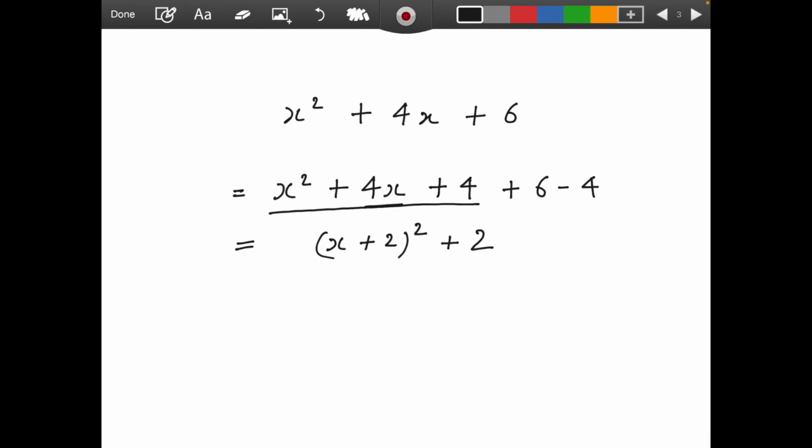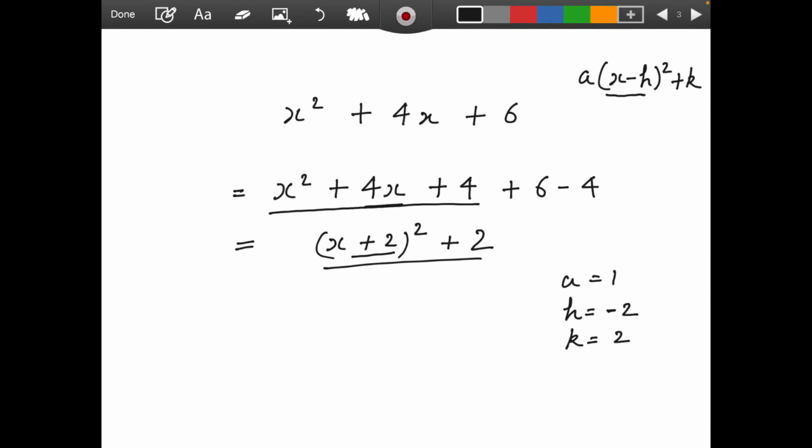Now this equation, if you look at it, has become a vertex form: a(x minus h) square plus k. So in this equation, a is equal to 1. For h, if you look at the sign here, in this standard form we have minus h, whereas here we have plus 2. So h would become minus 2, and k is equal to 2.